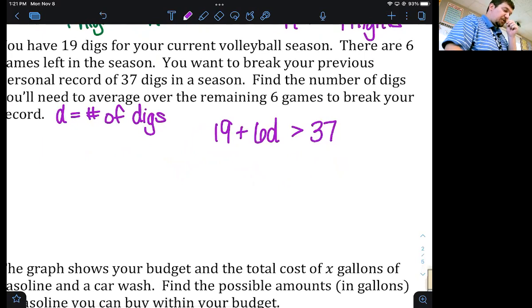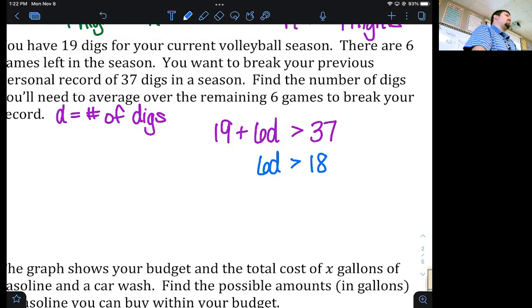All right, Lucy, tell me what I should do to both sides. Subtract 19. So take away the 19 digs you've already got. Lucy, what's 37 minus 19? 18. So I only need to get 18 more digs. I've got 6 games to do that.